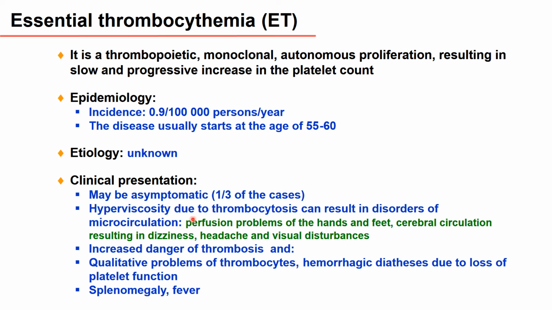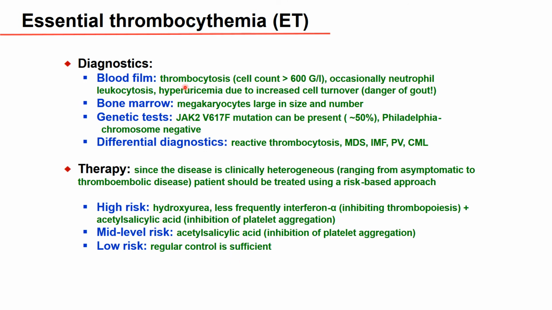So that can be the first sign, for example, in some patient. And because we do have an increased danger for thrombosis, and not only thrombosis, but qualitative problems can occur. In some cases, for example, the platelet function is abnormal. This is why hemorrhage can develop. Not only thrombosis, but hemorrhage can develop in this patient, and splenomegaly and fever in some cases can develop as well. Now, how do we diagnose?